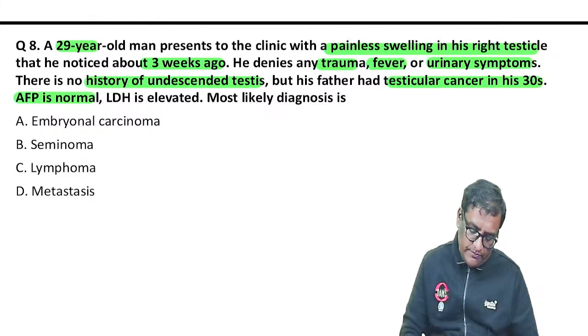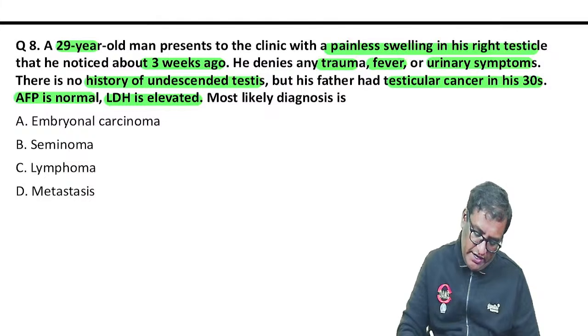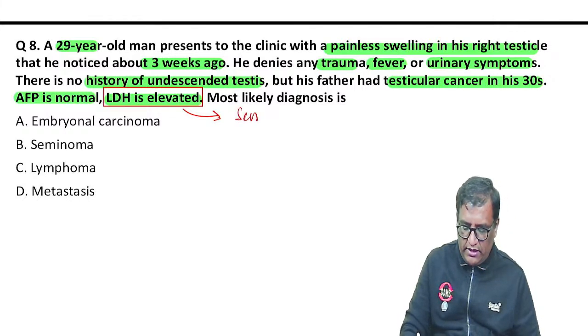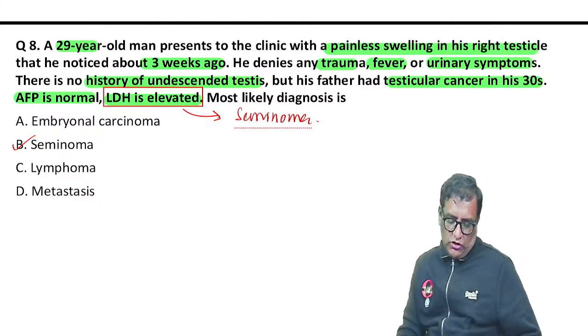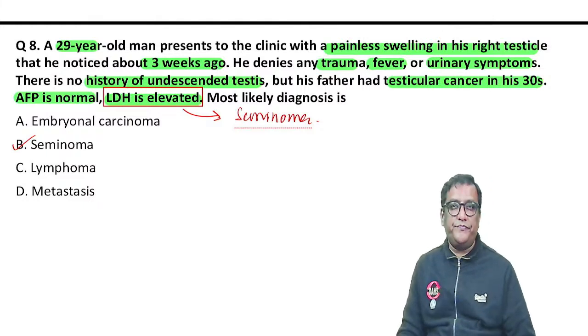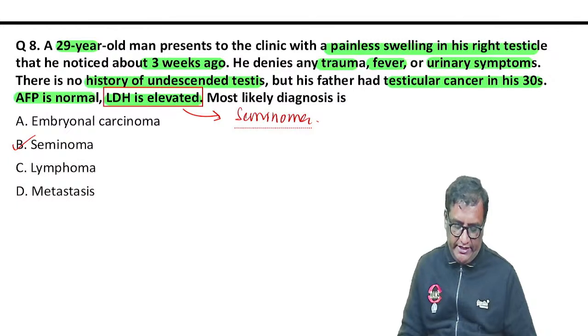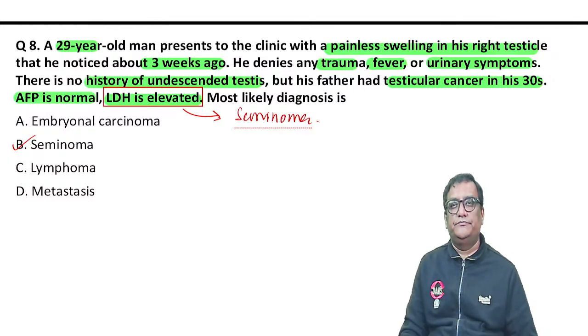AFP is normal. LDH is elevated. That would be the keyword now. Tell me, if LDH is elevated, what are you thinking? LDH is a marker for, we discussed, what is that? Seminoma. AFP is a marker for non-seminoma. So the answer would be option seminoma. Yes, that is the correct answer here. Seminoma. Okay, guys, next, let us look at the next question.